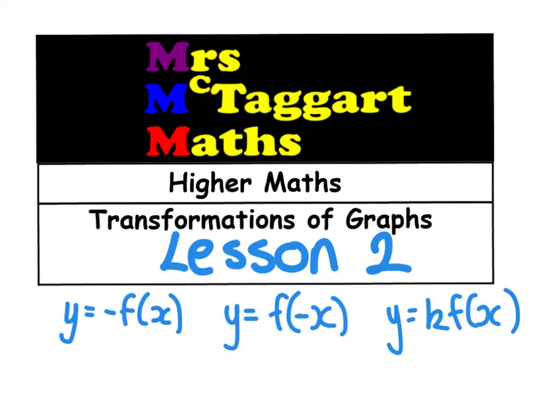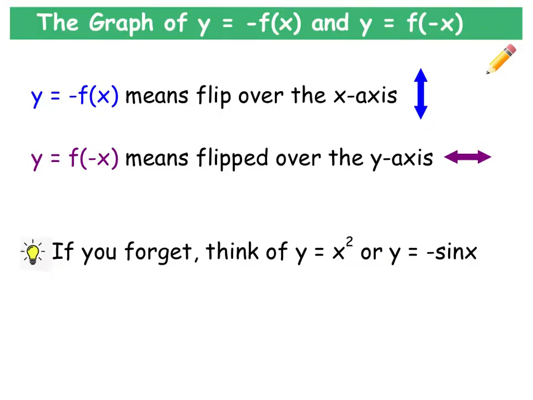Okay, hi, this is lesson 2 on the transformations of graphs. Today we're going to be looking at the ones with a negative in front of the function, a negative in front of the x, and a number in front of the function, and showing what that does. So just to recap, we should already be probably familiar with these from the past.